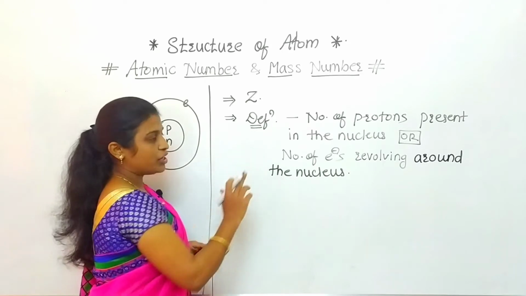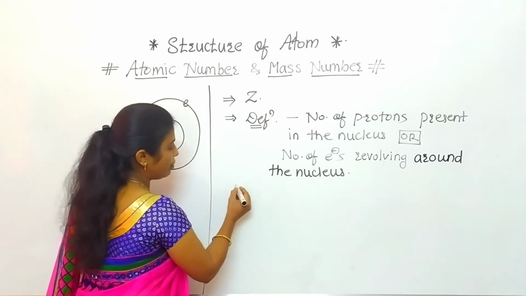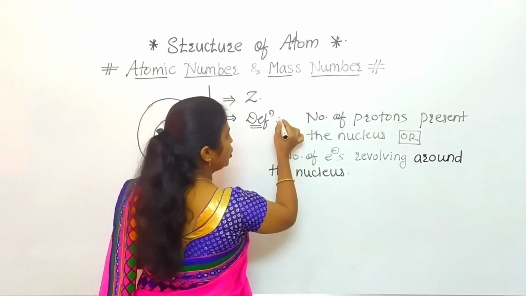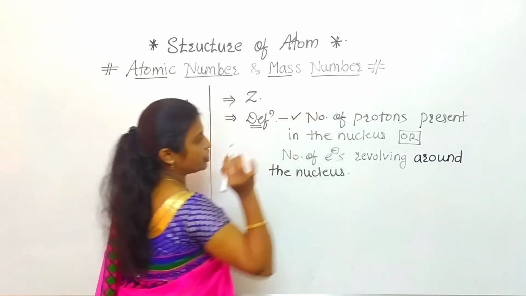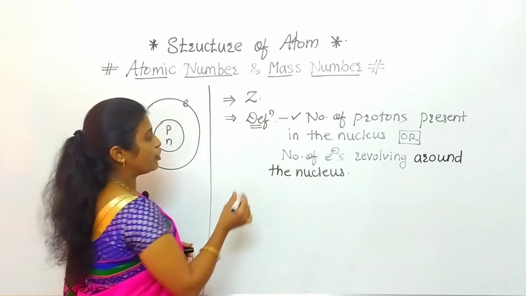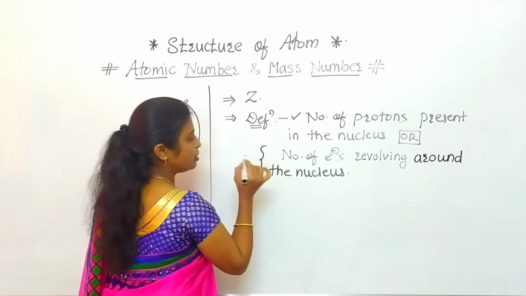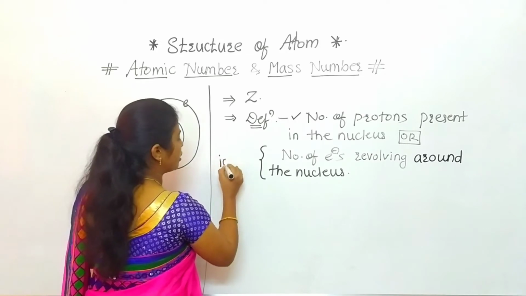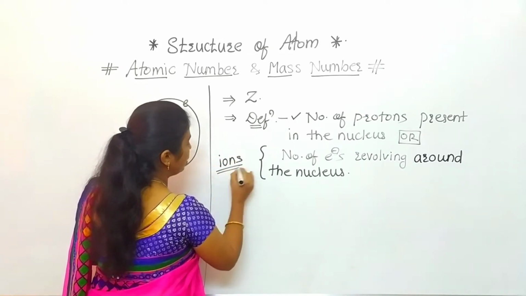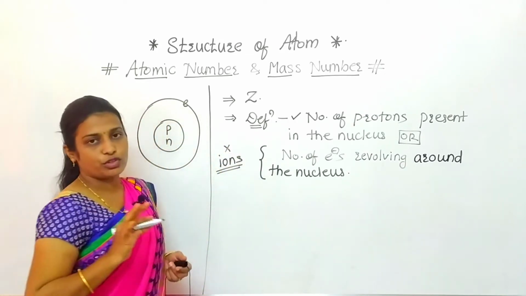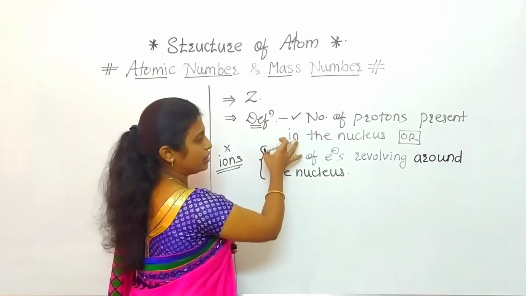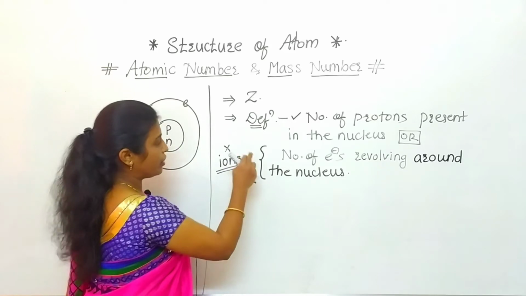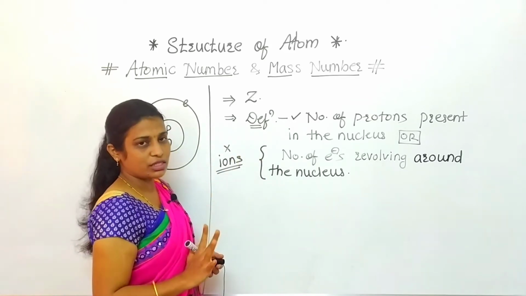For the first definition, whether the element is an ion or a neutral one, this definition is perfectly matching. But the definition which is related to the electrons is not correct for ions. For atoms this definition is correct. How and why this is not correct, I will discuss later.